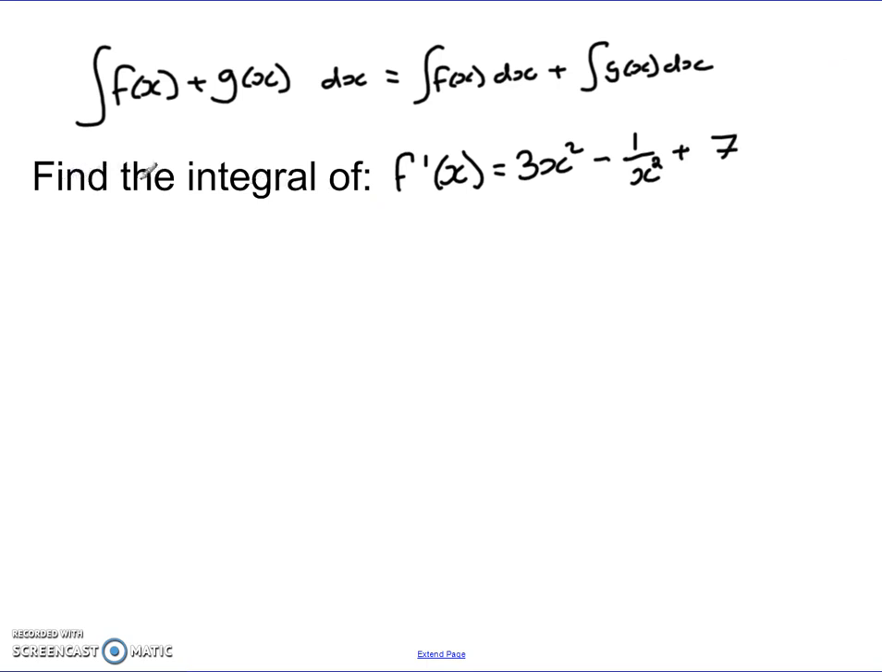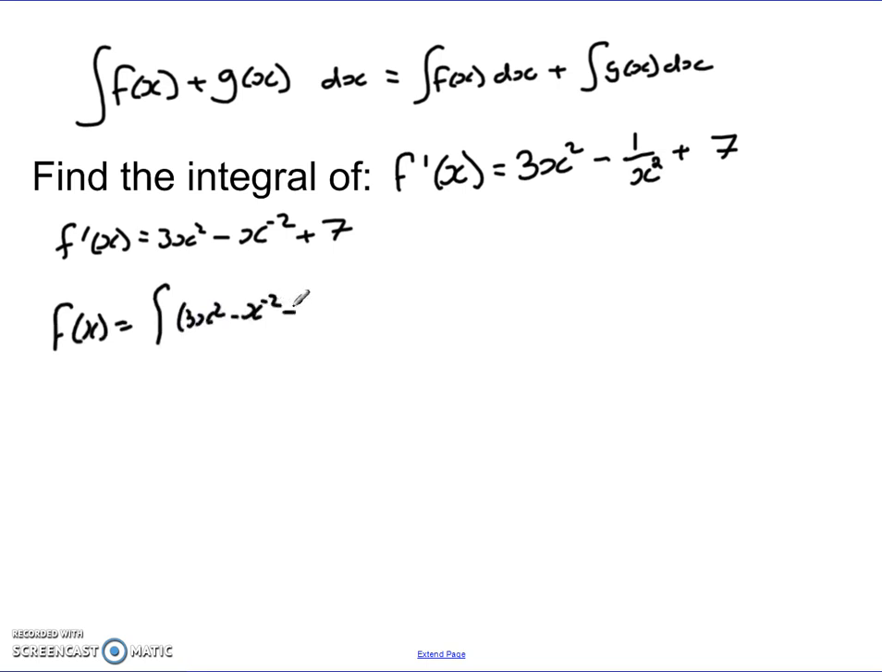So an example of this: find the integral of f dashed of x equals 3x squared minus 1 over x squared plus 7. First thing to check, is it in a form where we can calculate the integral? First term is, third term is, middle term isn't, so we've got to fix that. So f dashed of x equals, well, keep the 3x squared, 1 over x squared becomes minus x to the negative 2, then plus the 7. And then it's just a case of calculating your f of x, which is the integral of that. So f of x is the integral of 3x squared, take away x to the negative 2, plus 7 dx.